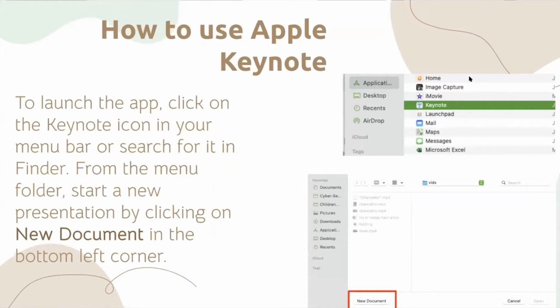So to the right of my screen, the top picture, you can see this person has selected Applications here, and then Keynote. And then if you look at the bottom image, you just want to click New Document here to create a new presentation.